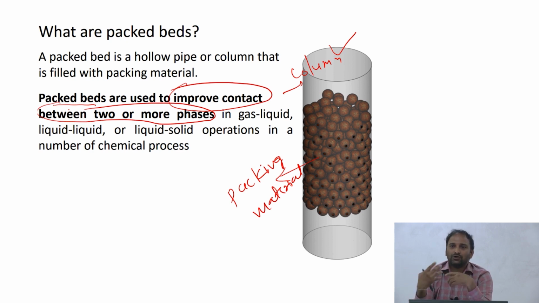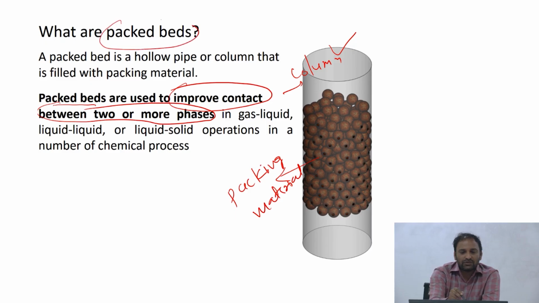If I want to ensure a proper contact between the two, and I have a simple pipe without any obstruction, there's no proper contact between the two fluid phases. So one of the main advantages of using these packed beds is that if you have a two phase or three phase system, they give you a way of improving the contact between different phases. People typically use this for cases where there's a gas liquid operation, or a liquid liquid, or a liquid solid.